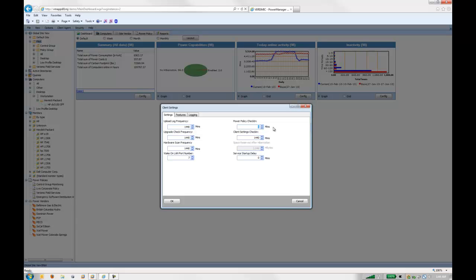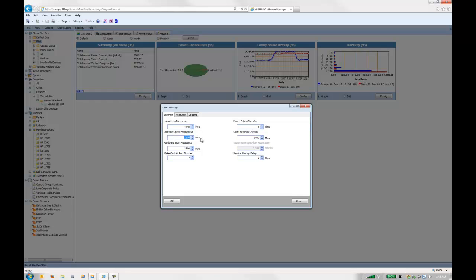Typically when you're getting started, you're going to have a more frequent check-in, and then once you get them fine-tuned, you're going to go ahead and scale that back. When the power policy is downloaded, it will automatically be applied to the workstation with no interaction required from the IT administrator. We're also going to look for upgrades to the product.